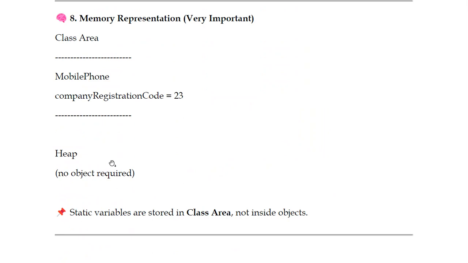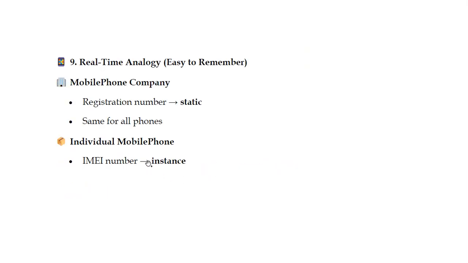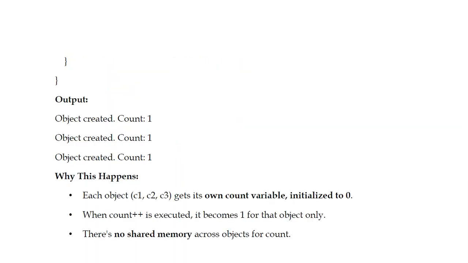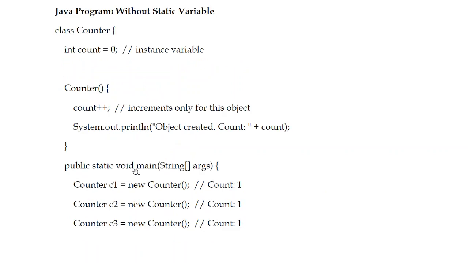Memory is saved here. A simple thing: if you're using a mobile phone company, the registration number is static. For example, the model is common for all phones, maybe the company name is the same for all, our company registered ID license number is the same for all phones, but the IMEI number will differ. It is not suitable for instance. Am I right? So we can't give all the variables as static variables. This is the problem with that.